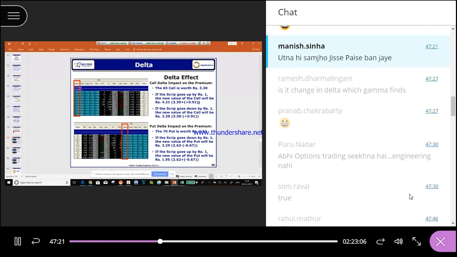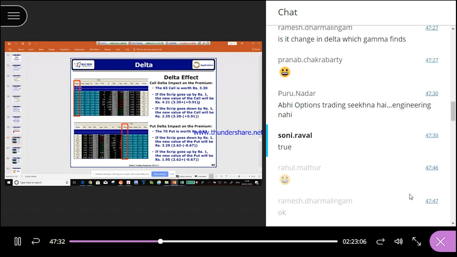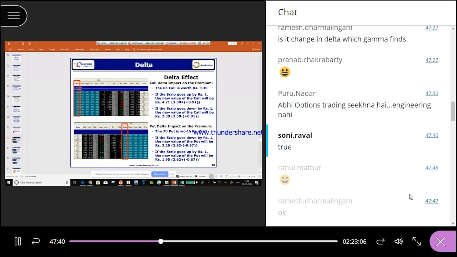Yeah, this is mathematics, calculus. Exactly. Yes, the delta value change is governed by gamma, Ramesh ji. You are absolutely correct.